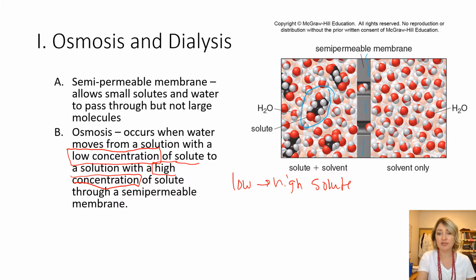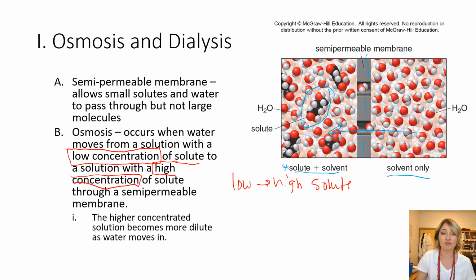So in this image, we see that there is no solute on the right side of your image, but on the other side there is solute and solvent. So this is going to have more solute. It's the higher solute. So we're going to see water flow from the right to the left of the semi-permeable membrane. It's going to flow from low concentration of solute to high concentration of solute. The higher concentrated solution, because we're adding a bunch of water, we're not changing the amount of solute, we're just adding more water. It's going to become more dilute as water moves in.